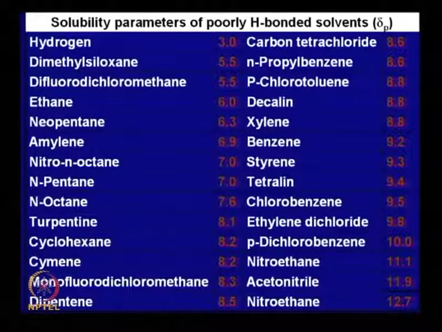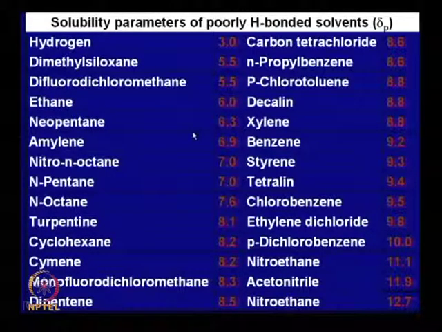For hydrogen it is 3, for dimethyl siloxane it is 5.5, difluoro-dichloromethane 5.5, ethane 6.0. Okay. These are for poorly hydrogen bonded solvents: carbon tetrachloride, propyl benzene, decalin hydrocarbon solvent, xylene aromatic hydrocarbon solvent, benzene aromatic hydrocarbon solvent, styrene, whose structure is different from that of benzene, tetraline, chlorobenzene. So, these solvents are considered as solvents whose hydrogen bonding effect is minimum, poorly hydrogen bonded solvents.